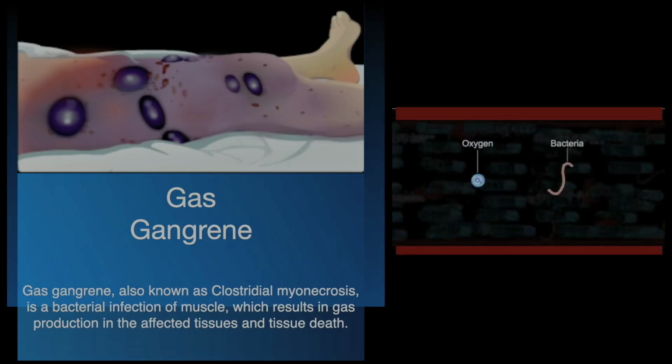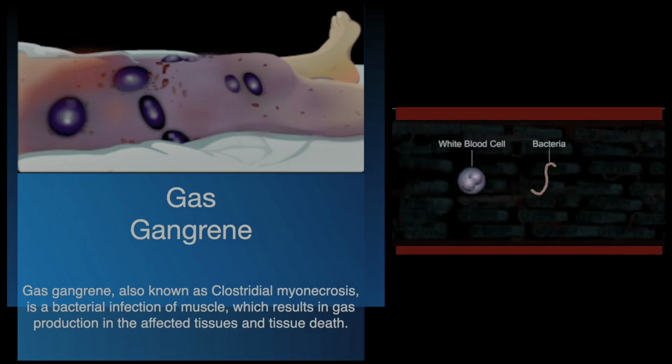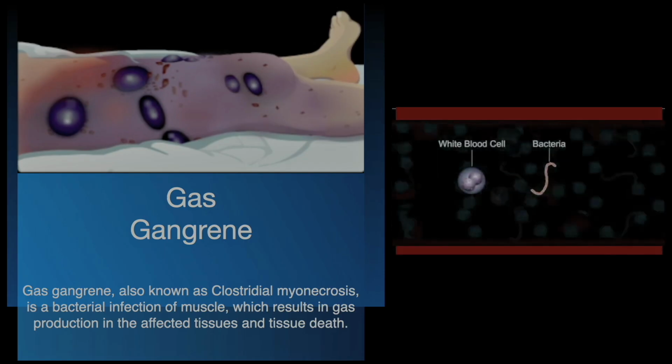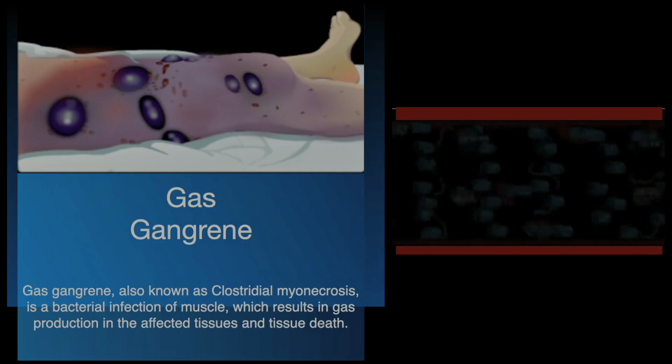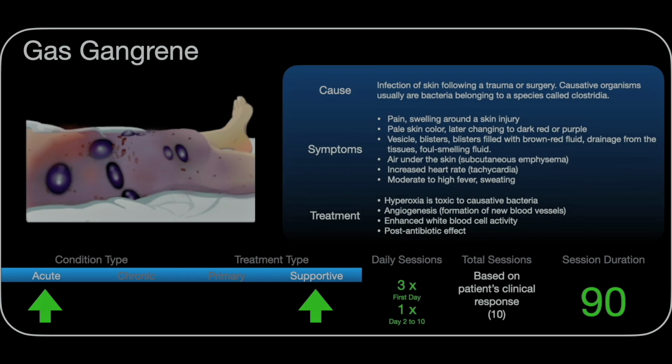Gas gangrene or clostridial necrosis is a bacterial infection of muscle which results in gas production in the affected tissues and tissue death. Gas gangrene is an acute condition, and hyperbaric oxygen therapy is considered a supportive treatment modality. The cause of gas gangrene is due to infection of the skin and muscle following trauma or surgery.